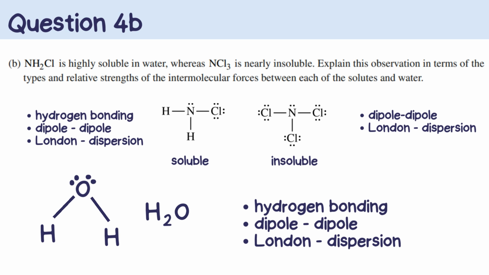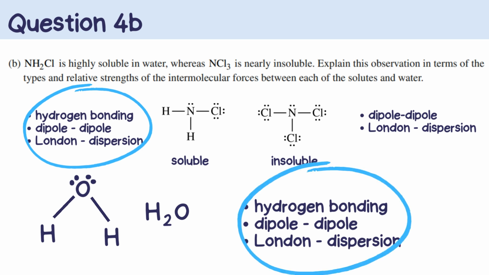Okay, so now looking at these characteristics, the characteristics of the NH2Cl is the exact same as the characteristics for water. So that means that these two have the same characteristics, and so the NH2Cl will be highly soluble due to the same intermolecular forces found in water.